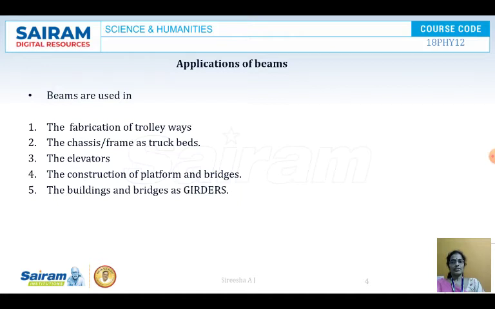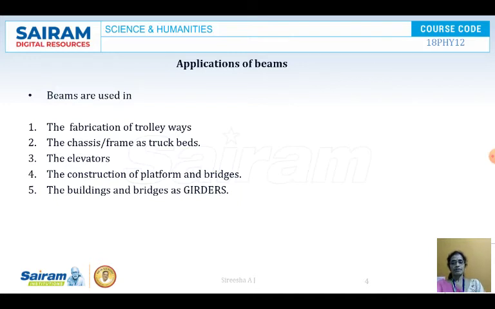Next we see the applications of beams. What are the applications of beams? Where are these beams used? Beams are used in fabrication of trolleyways, the chassis or the frame as truck beds, the elevators, and the construction of platforms and bridges. You can see this in railway stations also. To move from one platform to another, you can see an overhead bridge with supports. So beams are very important during the construction of platforms and bridges.